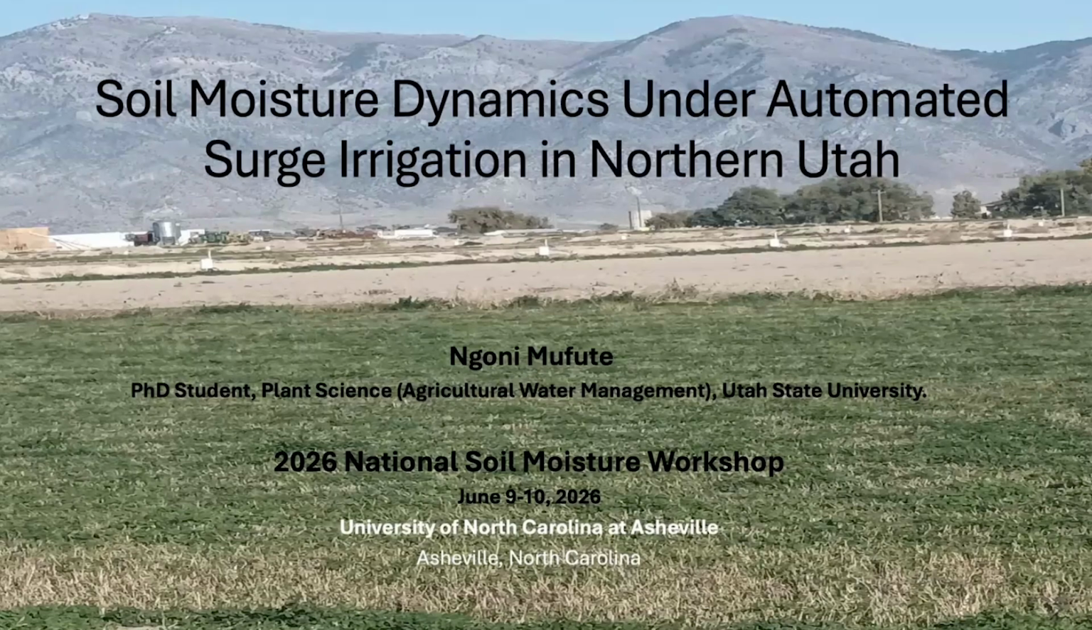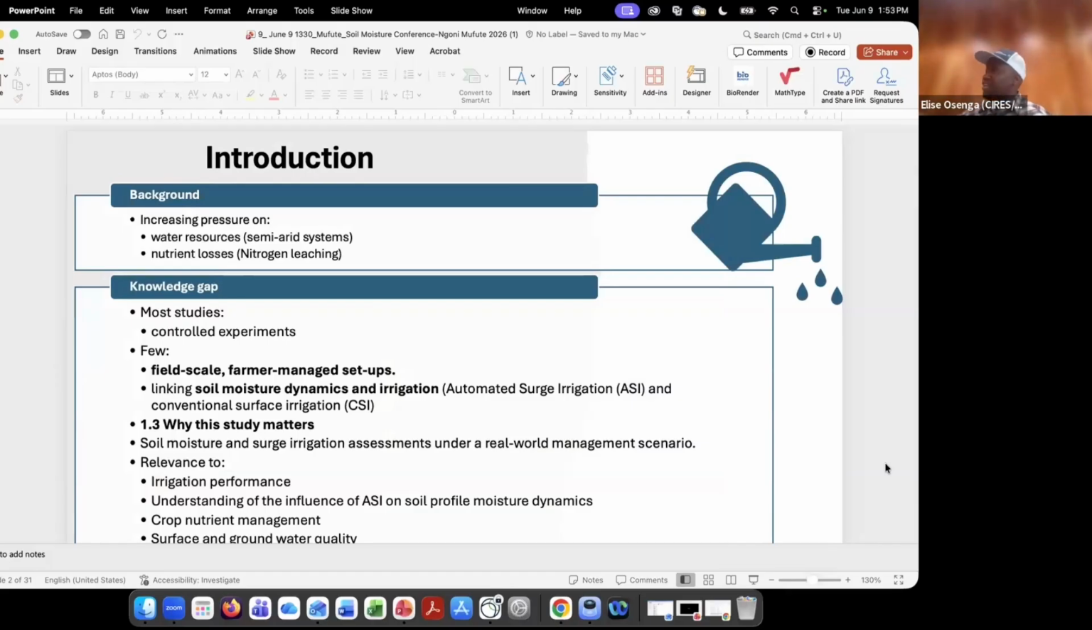We were comparing conventional surface irrigation and automated surge irrigation in terms of how they affect soil moisture within the root zone. That's what we were basically working on. So that is the background. We want to try and address the issues of deep percolation and nutrient losses.